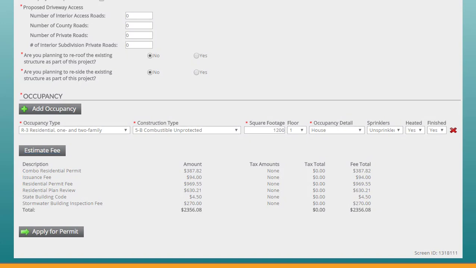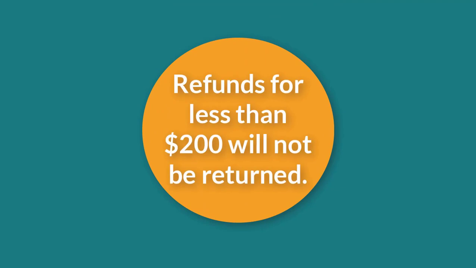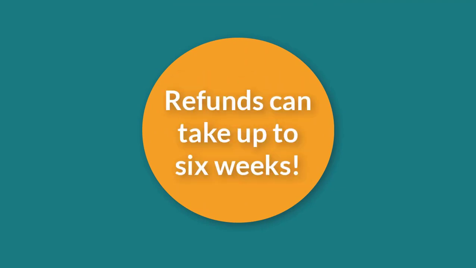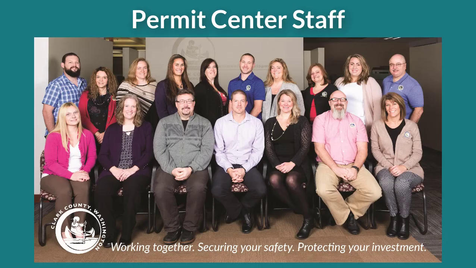Fee estimates can provide customers with a general idea of the fees associated with their permit, but a fee estimate should not be used to fill out a check. Refunds for less than $200 will not be returned, and customers should be aware that refunds can take up to 6 weeks to process. The permit technicians at the Public Service Center have been trained to help process your application as smoothly and quickly as possible.